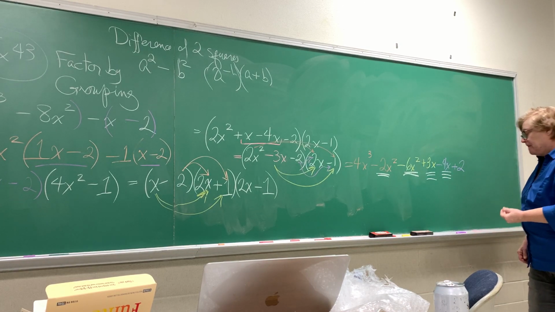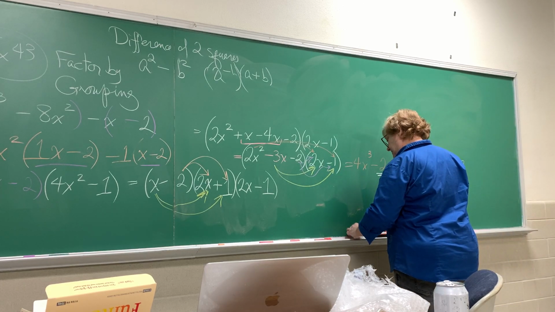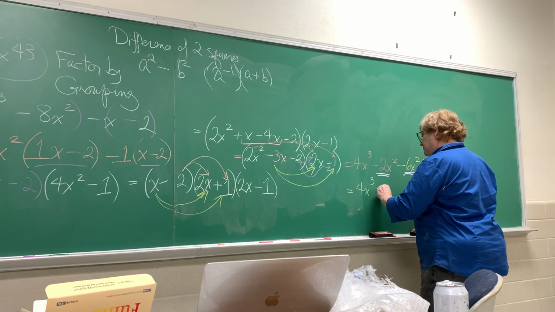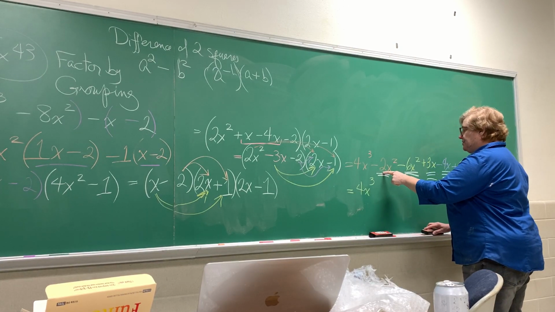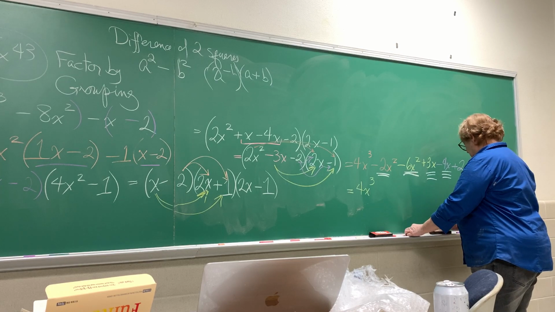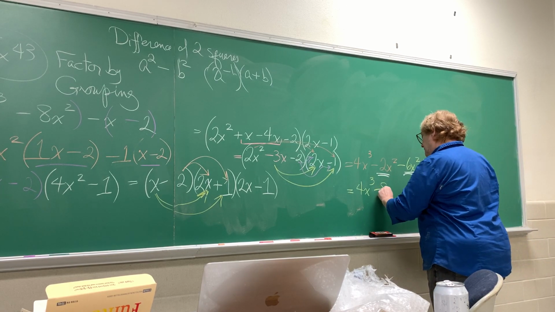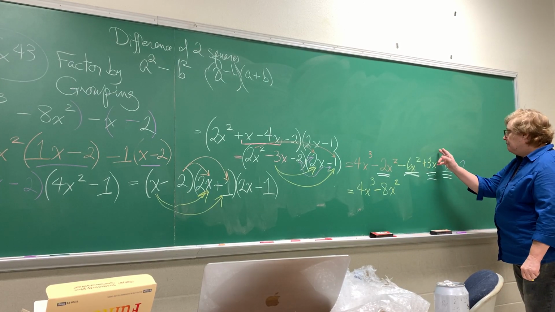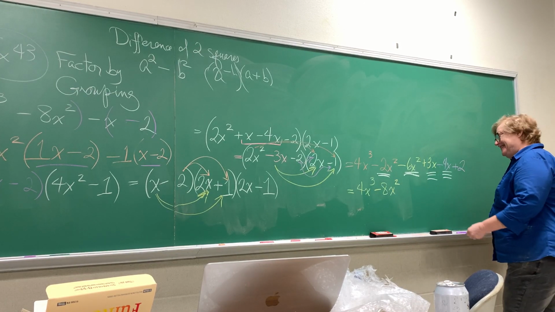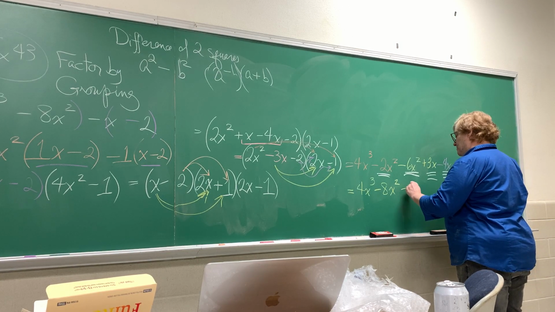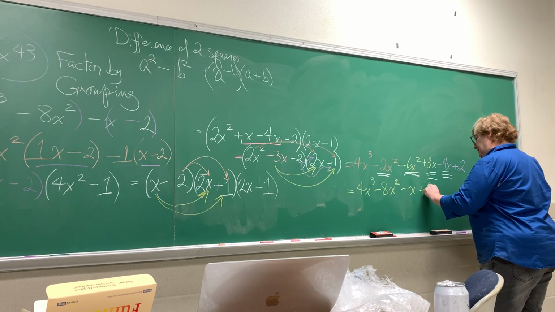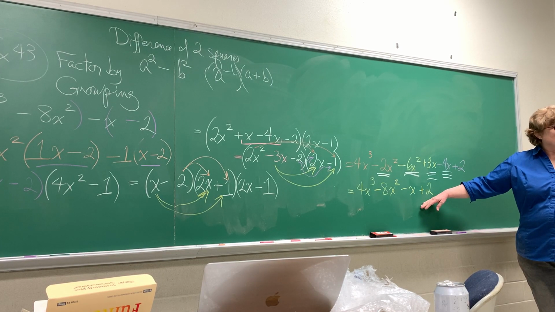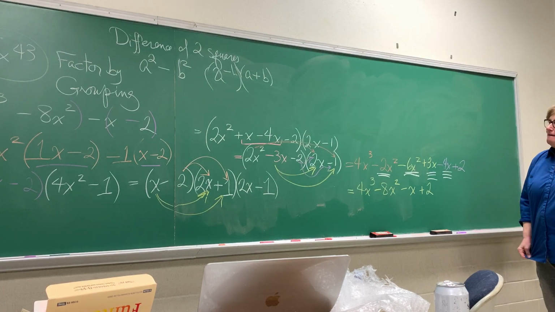Okay, awesome. So we get 4x cubed. What is negative 2 minus 6? Negative 8x squared. And what is 3 minus 1, or minus 4? Negative 8. Good. Is this what we started with? Yes. Wow, that was awesome.